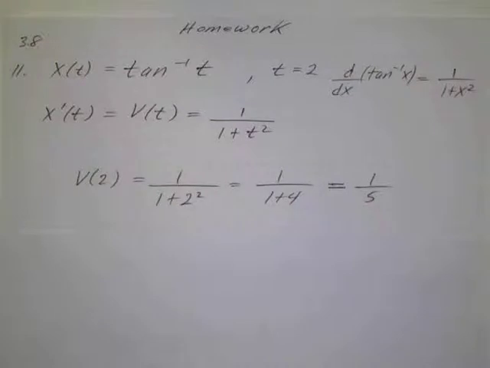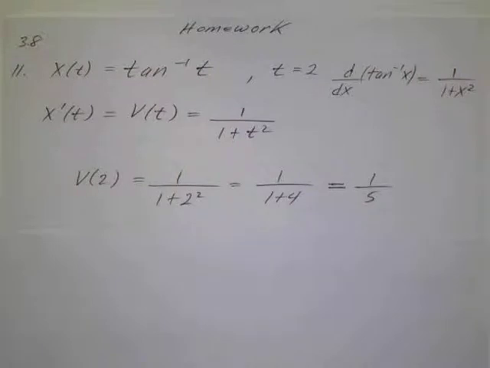Okay, some more section 3.8, number 11, and the directions for number 11, actually 9 and 11. A particle moves along the x-axis so that its position at any time t greater than 0 is given by x as a function of t. Find the velocity at the indicated value of t. In this case, the value of t was 2.